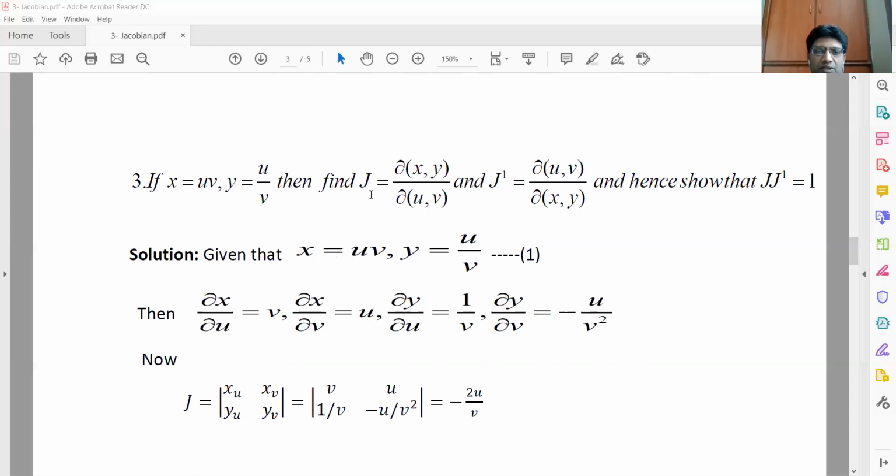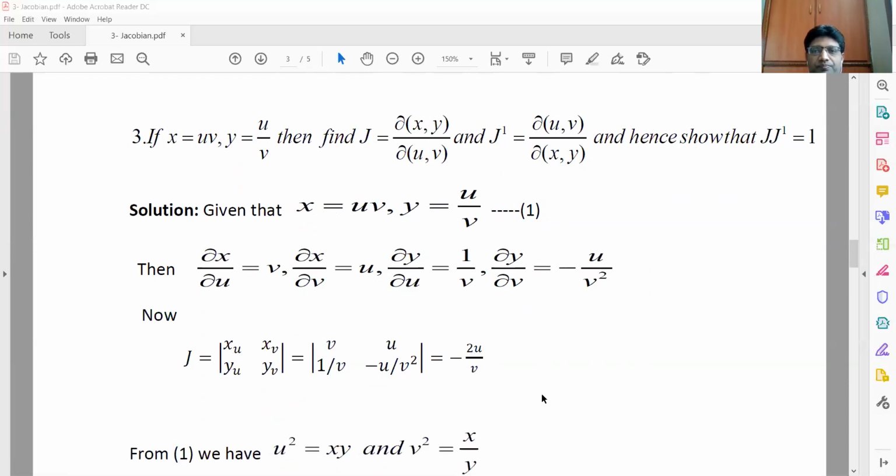Therefore our J is the Jacobian of x, y with respect to u, v. The formula is this one. I substituted all these 4 values here: v, u. If you expand this, minus u by v square into v is minus u by v. Next, this is also minus u by v. So minus 2u by v.